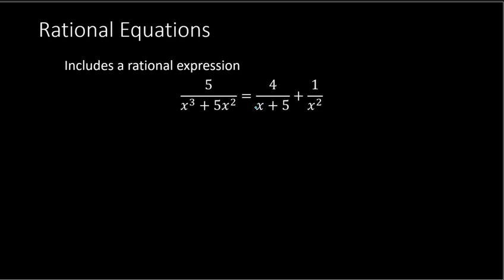So what we need to do basically is multiply every term, every part of the equation, by the least common denominator. So that is our objective. When we do that, that will get rid of all the fractions so that from there we can solve with one of our other methods. So what we need to do is find that least common denominator.